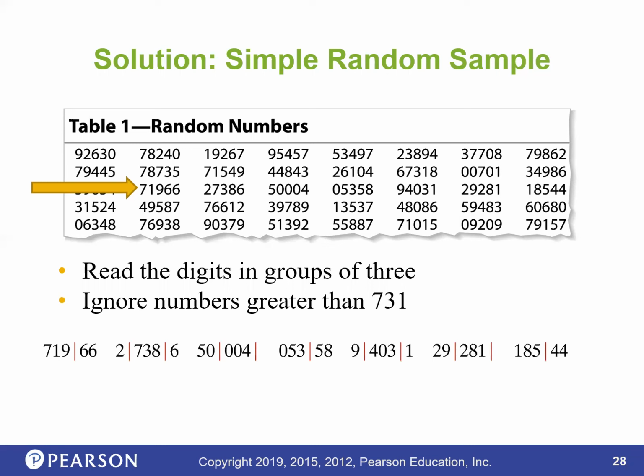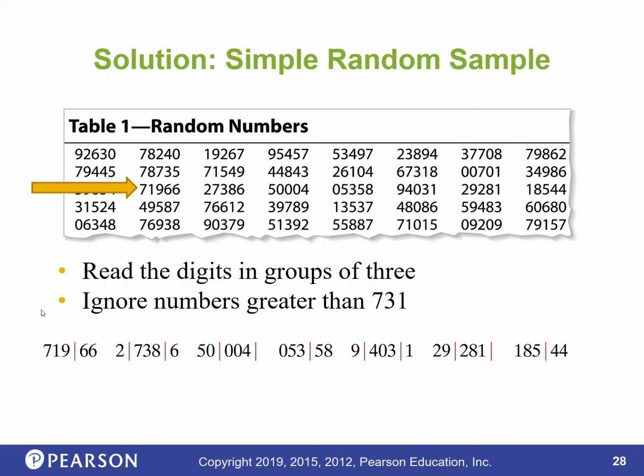So every 3 digits we count. 719 is one 3-digit number. 662, are we good there? We cut it off there. 738 is the next 3 digits. 650, 004, and it just goes down the line. Are we good?